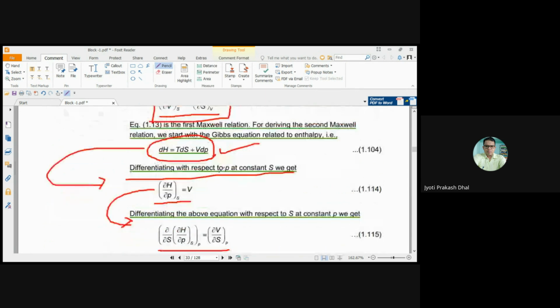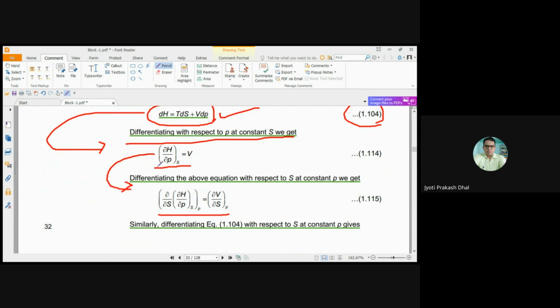So this equation is the derivative form of the Gibbs equation. That is the derivative form of the enthalpy, that is dH equals TdS plus VdP. So this equation is 1.104. We are differentiating this equation 1.104 two times. For the first time, we are differentiating the equation with respect to pressure at constant entropy. And for the second time, again we are differentiating the equation with respect to entropy at constant pressure.